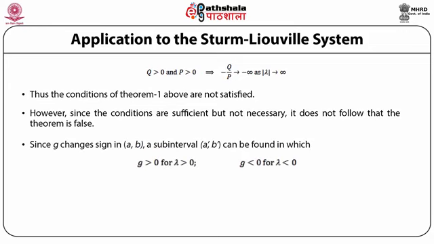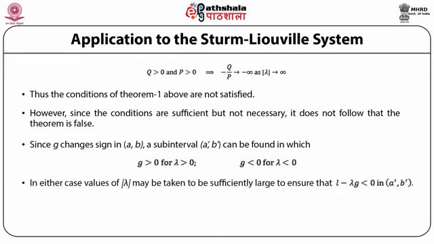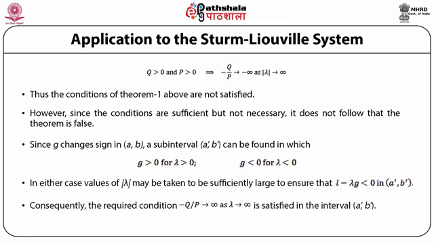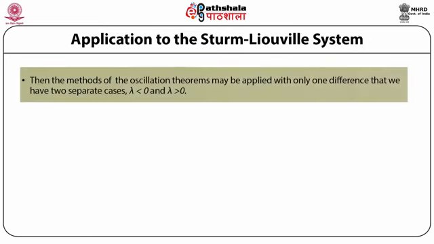Since G changes sign in a to b, a subinterval a prime b prime can be found in which G is greater than 0 for lambda greater than 0, or G is less than 0 for lambda less than 0. In either case, values of modulus of lambda may be taken sufficiently large to ensure that L minus lambda G is less than 0 in the interval a prime b prime. Consequently, the required condition, minus capital Q by capital P tends to infinity as lambda tends to infinity, is satisfied in the interval a prime b prime. Then the methods of the oscillation theorems may be applied with only one difference, that we have two separate cases, lambda less than 0 and lambda greater than 0.